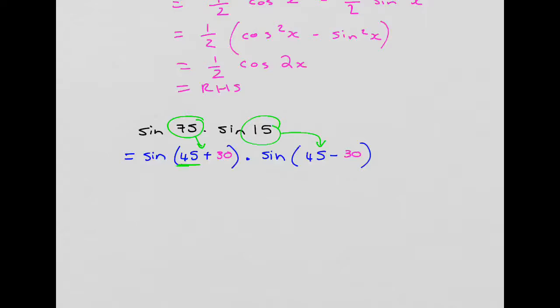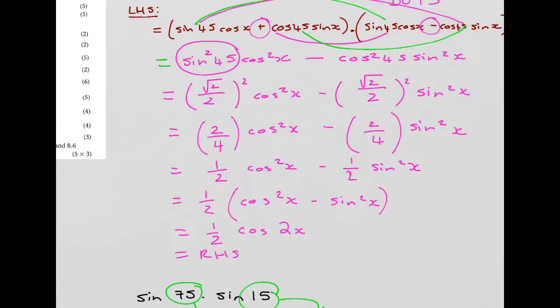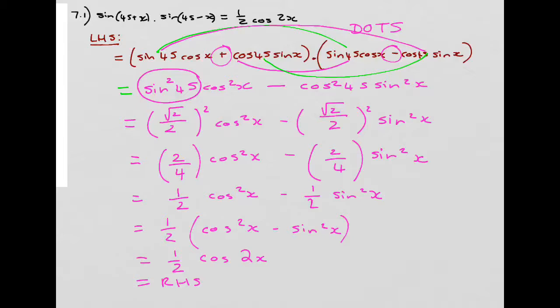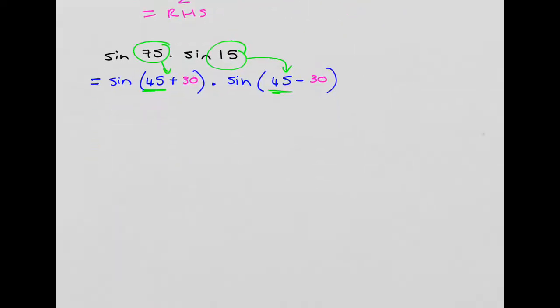Why have I picked 45 and 45? Because that's what we were working with originally. We were originally working with here in the original question. If we have a look there, sine 45 plus something, sine 45 minus something. Now in this case we can use the 45 plus 30, 45 minus 30. So effectively they're telling us in this question that we can make our x equal to 30 degrees.